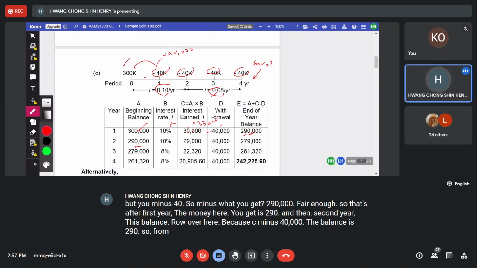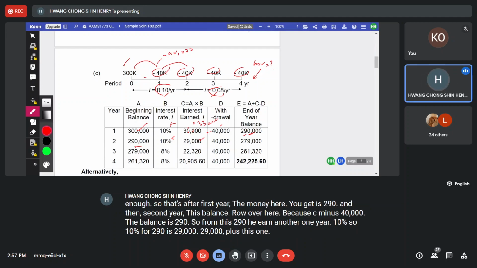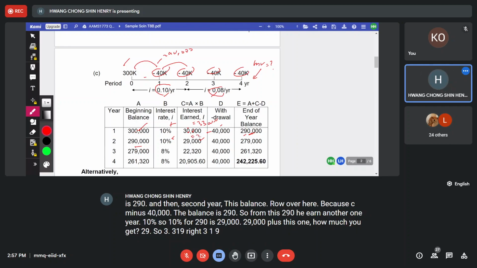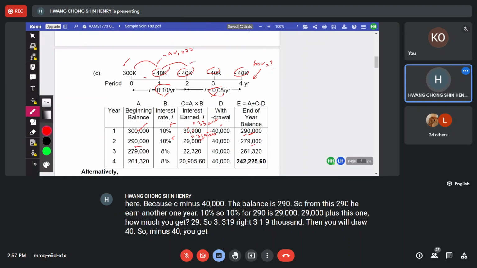So from this 290, you earn another 1 year, 10%. So 10% from 290 is 29,000. 29,000 plus this one, how much you get? 319, right? 319,000. Then you withdraw 40. So minus 40, you get 279. So here, 279,000. This is after year 2. Then he enter year 3.